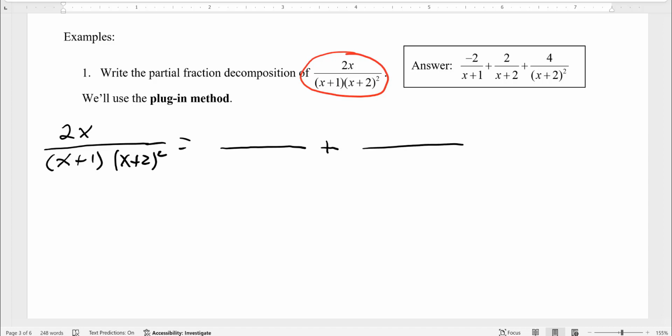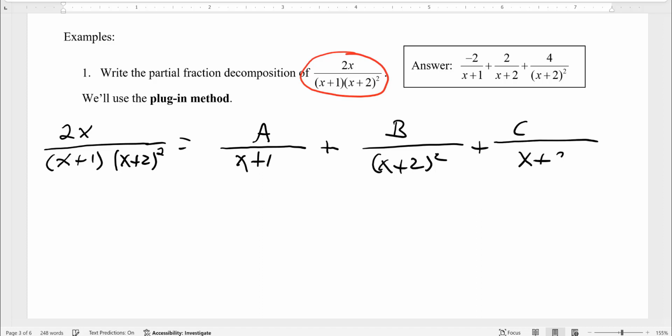So you take what you're starting with, and if the denominator is factored, you copy down the factors. So x plus 1 and x plus 2 squared. In your numerator, you put capital letters, so capital A and capital B. But because we have a power out here, there's more that we have to do. We make a third fraction in this case. We put a C on top of it, and we put x plus 2 without the power.